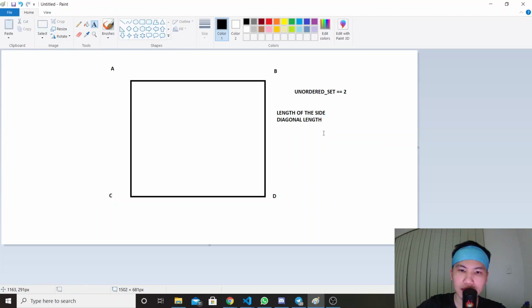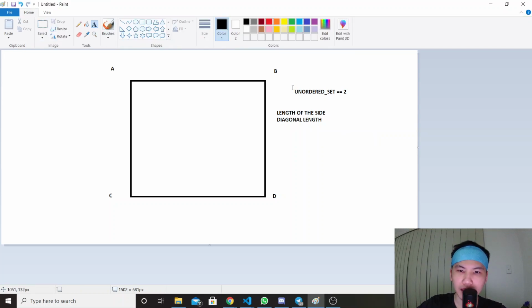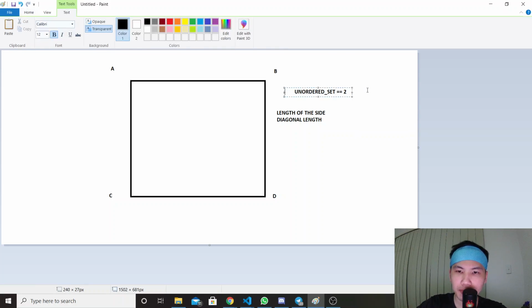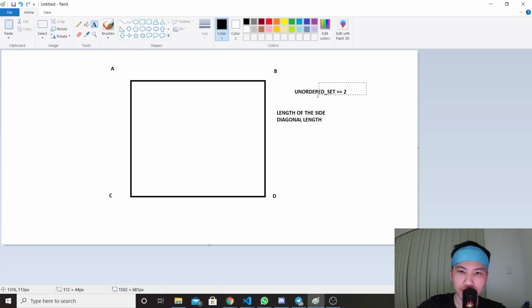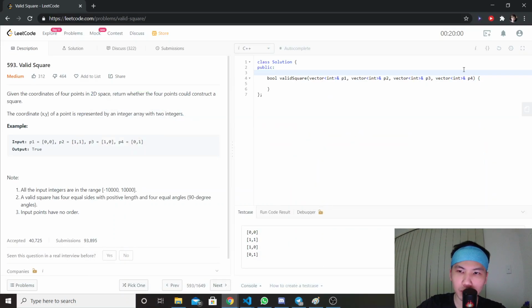Another thing to consider is the diagonal length, AD and BC. So this is going to be all the possibilities. We put it inside the unordered set and it's only going to be 2. If it's more than 2 or less than 2, it's not a square. Okay, so we know about this and let's try to code this out.